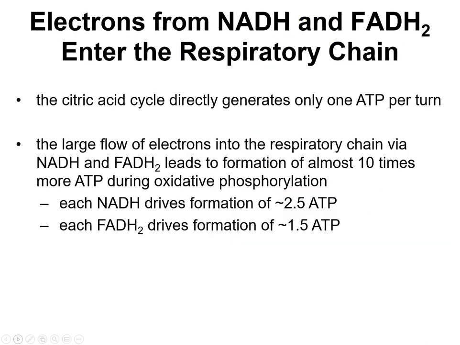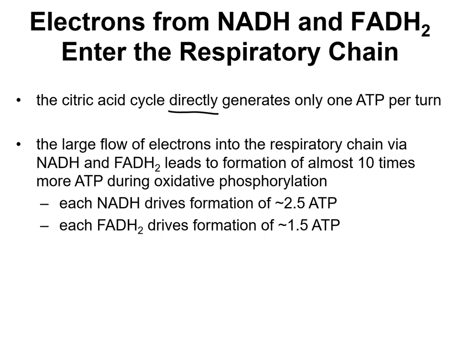So the citric acid cycle directly generates only one ATP per turn. Directly. But because we made all those molecules of NADH and FADH2, all those electrons can be transferred using the electron transport chain to the ATP synthetase pump that is active in oxidative phosphorylation. And we're going to talk about that next. Not in this lecture video, but that's the next one to come.